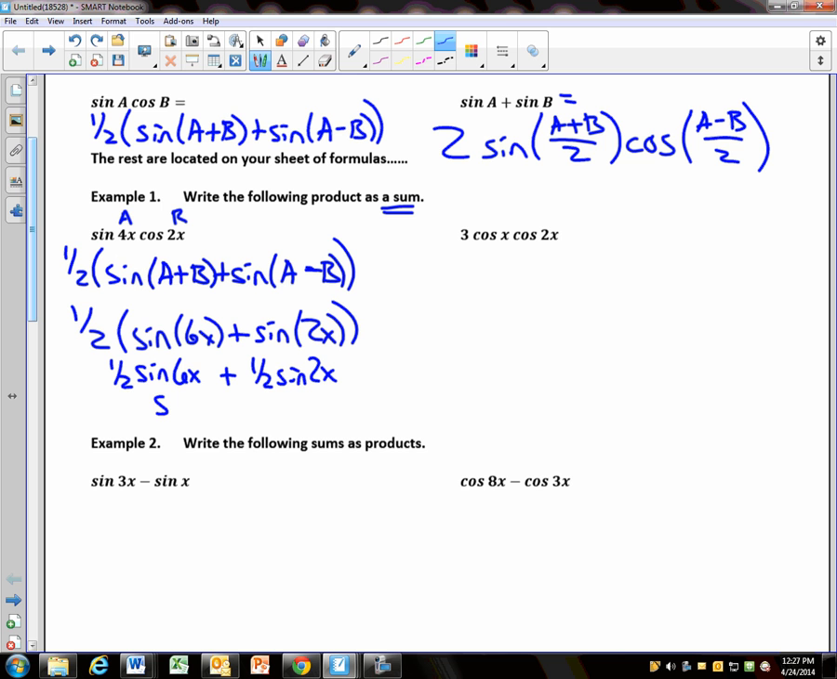Or if you'd like to write it as sine of 6x over 2 plus sine of 2x over 2, either way is fine. Those are the same expressions. That's it. That's all we're asking you to do.